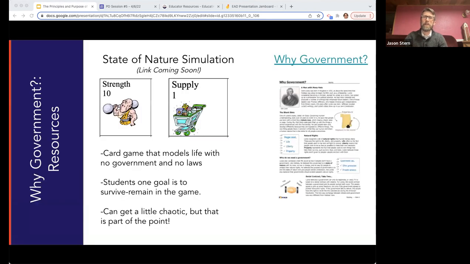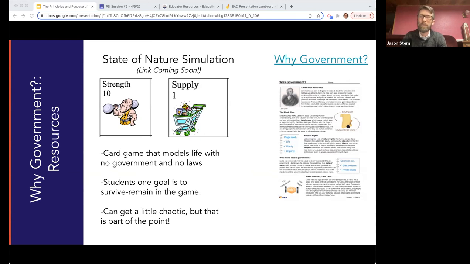So one of the first simulations I do is a state of nature simulation. It's the one link I couldn't get working here today. But basically, it's a card game type activity where students are given a certain amount of strength and a certain amount of supply. And they have to go around the classroom and basically decide how they can stay in the game or how they can survive.